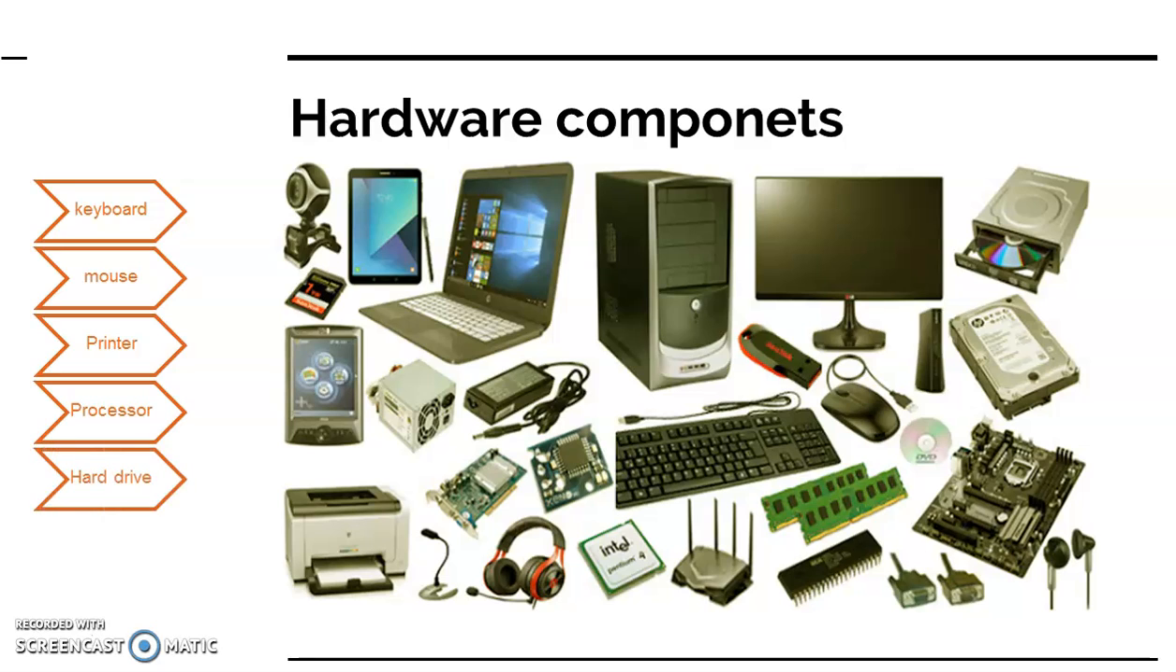Then there is a hard drive, a storage unit which is used to store data. The hard drive is a non-volatile kind of memory. That means we can store our data on a hard drive even if power is off. Whereas RAM, that is your primary memory, is volatile memory. That means your data will be gone whenever power is off.